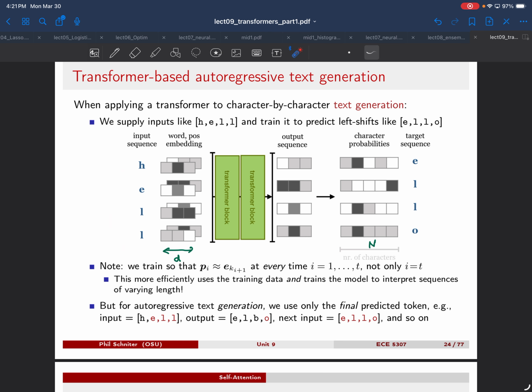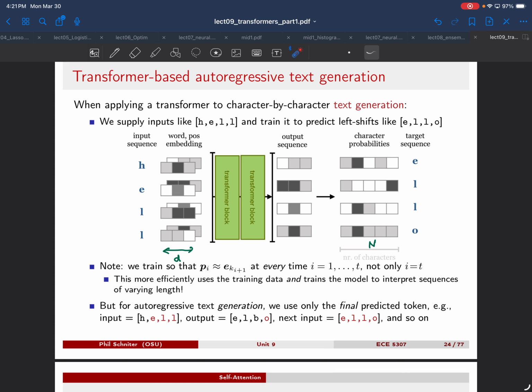So you start with this HELL. Maybe this is your prediction. You can see the prediction got this wrong, but you're going to throw that out. You're not going to use that for generation. You're just going to take this and append that onto these. So your next input sequence will be this, and then you'll predict forward again and just repeat the process. Every time you'll generate one new character. So that's how we do the generation.